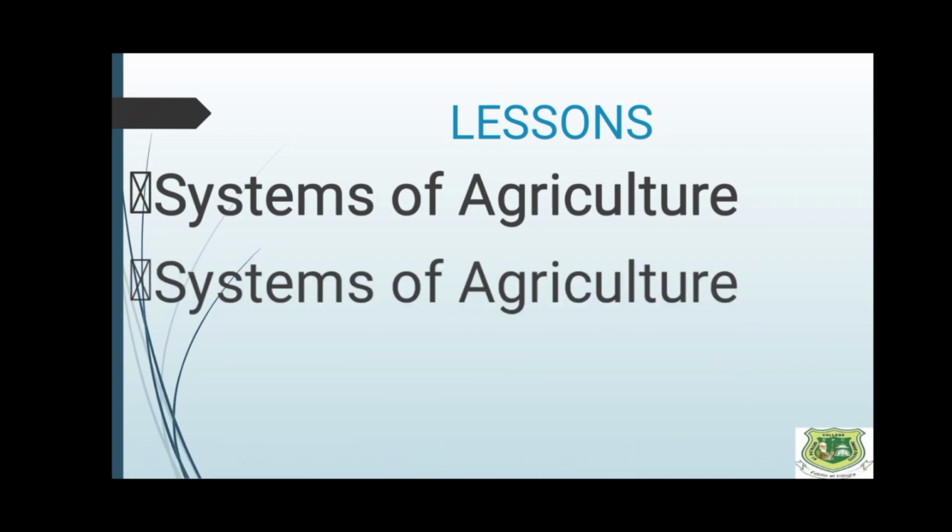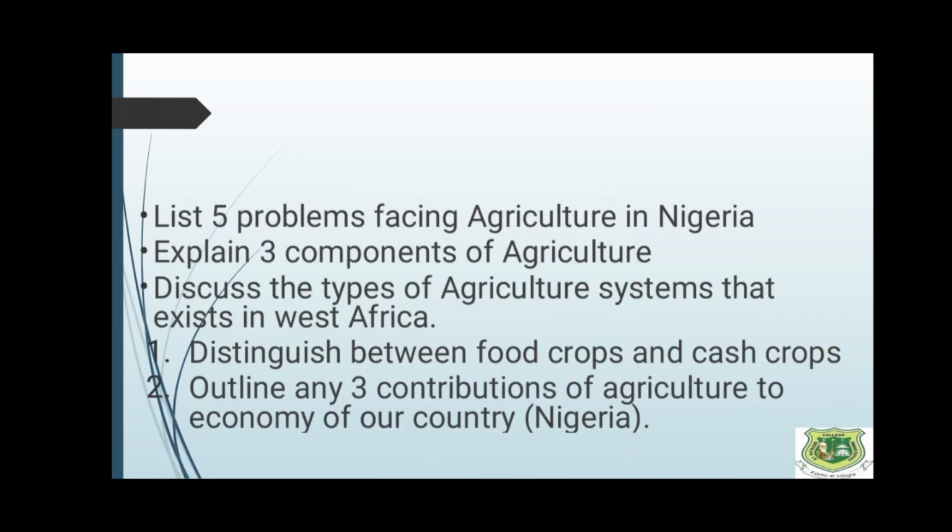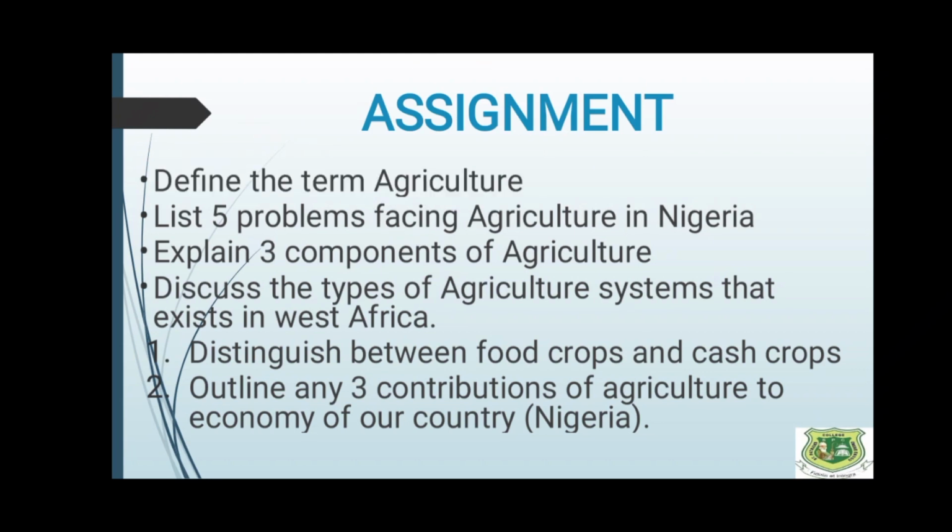Now, pick up your pen and write these questions. You will answer later. Question number 1, define the term agriculture. Question number 2, state 5 problems facing agriculture in Nigeria. Question number 3, explain 3 components of agriculture. 4, discuss the types of agricultural systems that exist in West Africa. 5a, distinguish between food crops and cash crops. 5b, outline any 3 contributions of agriculture to the economy of our country, Nigeria.